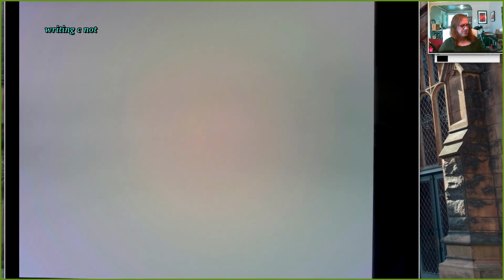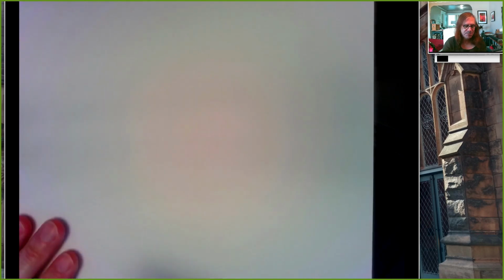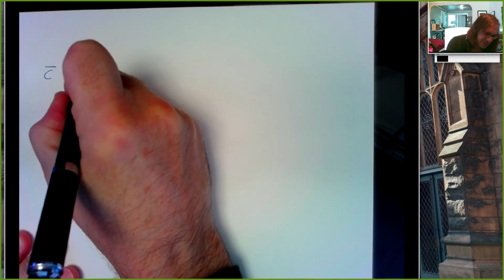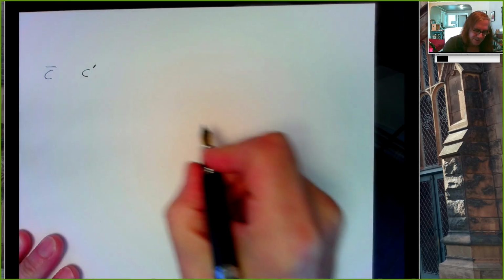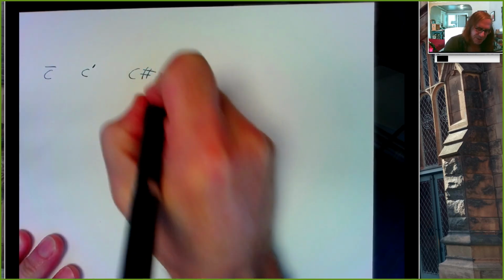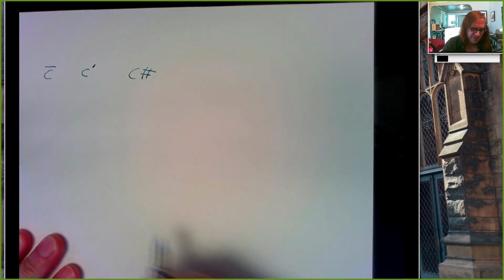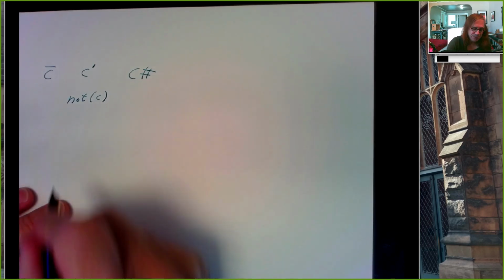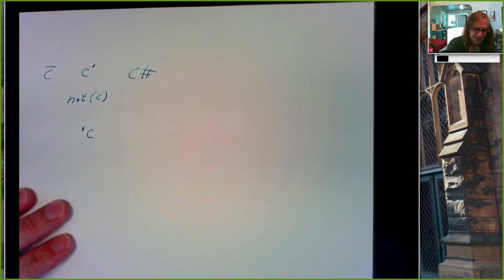So because we work with typewriters usually, and it's hard to put a bar on top of something, sometimes you'll see C with an apostrophe. Sometimes you'll see C with a number sign. If you want to be really clear, you can say not C. But I'm going to suggest if you write something like this, put a little note or use parentheses to make it really clear. Because some people might write an apostrophe followed by a C.